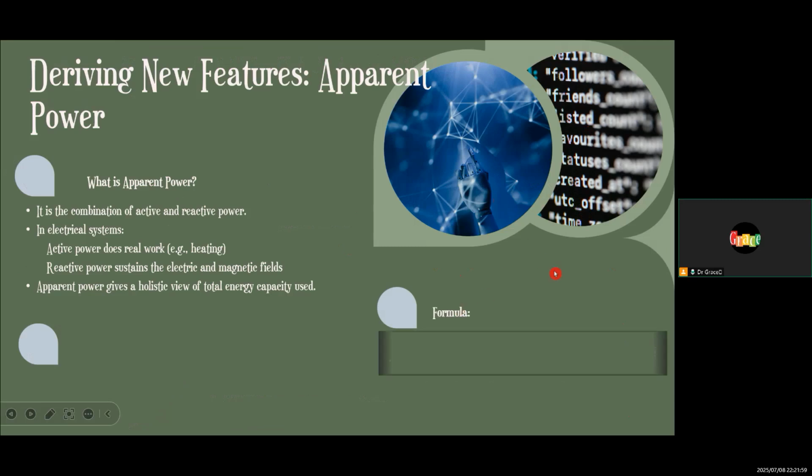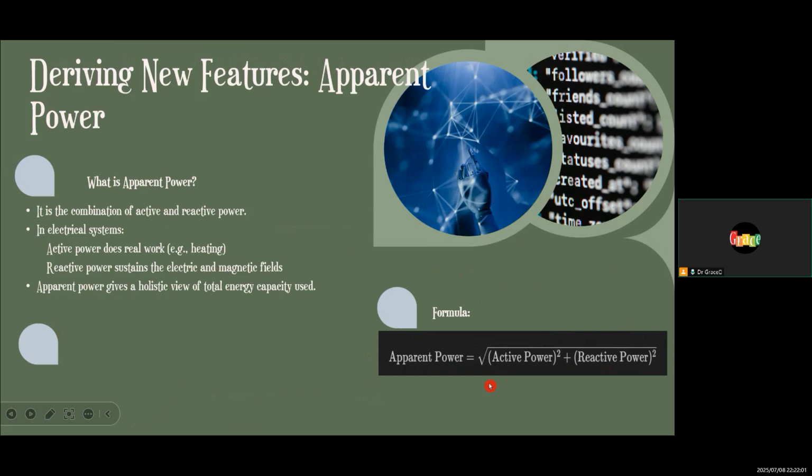Now, what is the formula? You can see the formula this way: the square root of the active power squared plus the reactive power squared. Another thing we should consider is the usefulness. It captures complex interaction in electrical usage and adds predictive power to energy forecasting models.